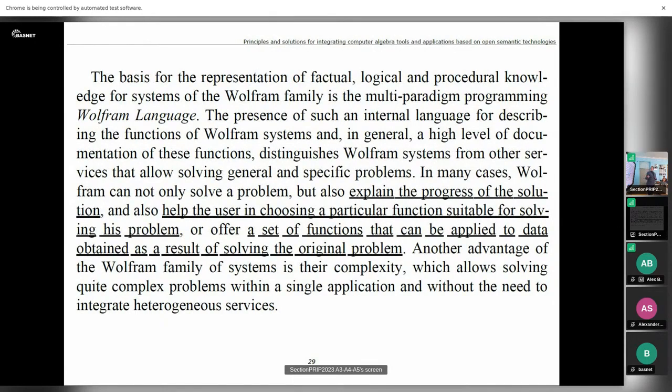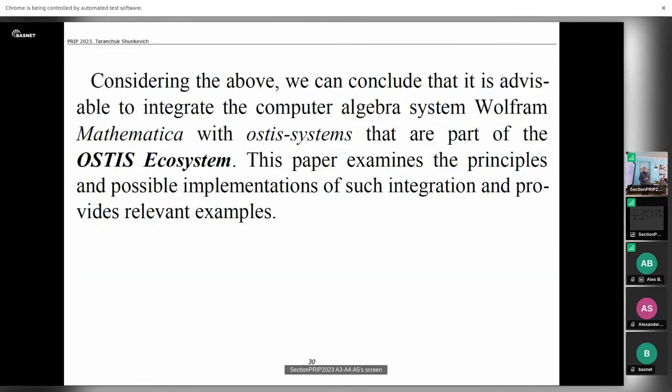Well, I think I talked about it. So now we have made the first step, and in the future we will make this integration deeper and deeper. Our paper examines the principle of possible implementations of such integration and provides examples.